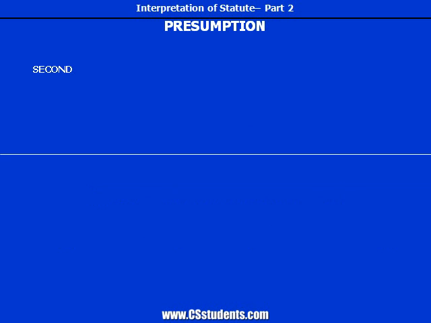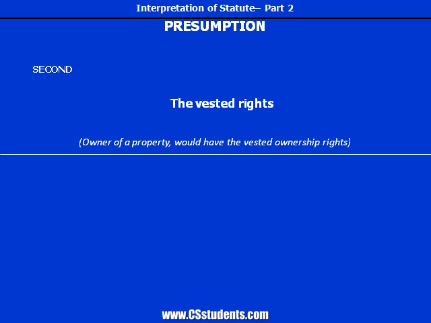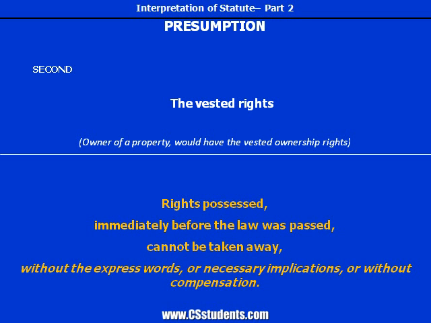Second is the vested rights. Vested rights means rights held by some person. For example, an owner of a property would have the vested ownership rights. As per this presumption, if a person possessed some rights immediately before the law was passed, those rights cannot be taken away without the express words or necessary implications, or without compensation.